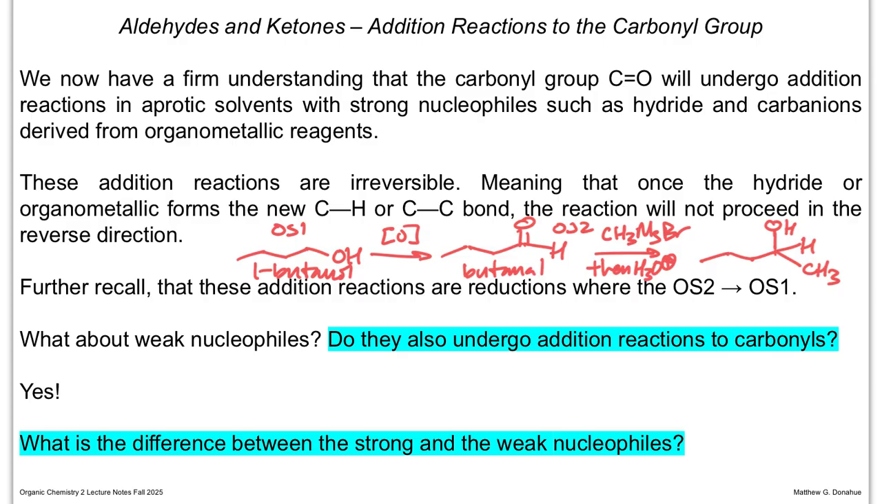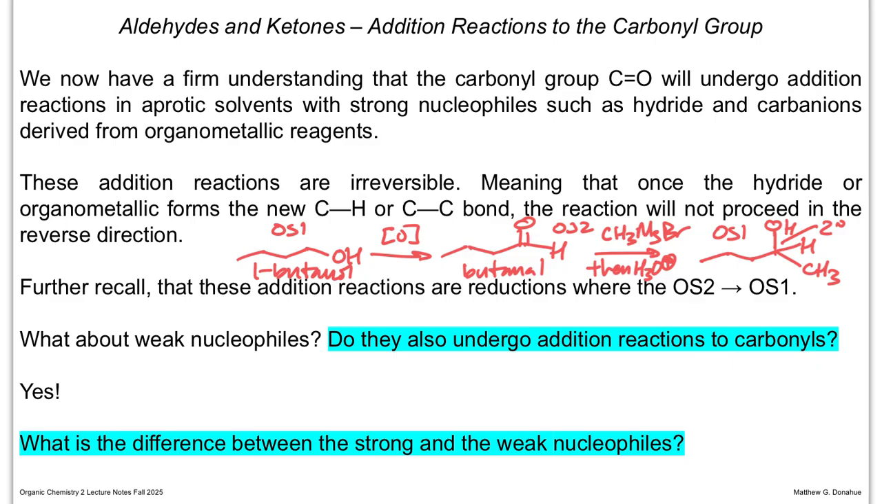So overall, we started with a primary alcohol. We went up in oxidation state. The carbon nucleophile then reduces it back to oxidation state 1. But now we end up with a secondary alcohol. This reaction here, from aldehyde with Grignard to there, is irreversible, meaning it can't go back the other way, because a negatively charged carbon is a pretty strong nucleophile.